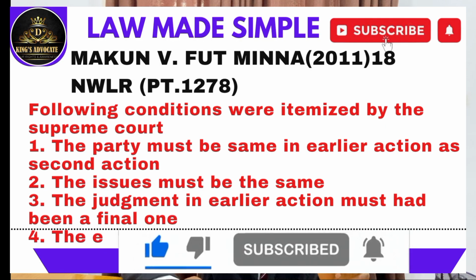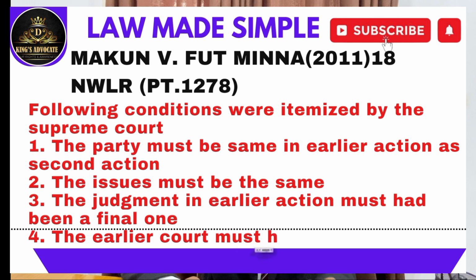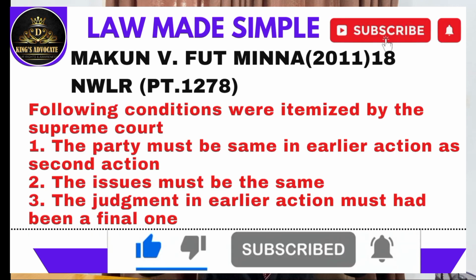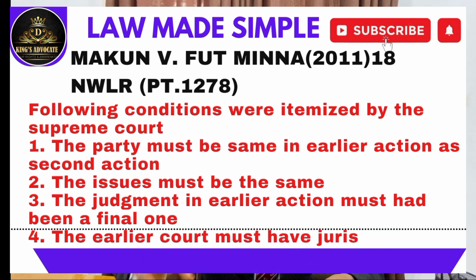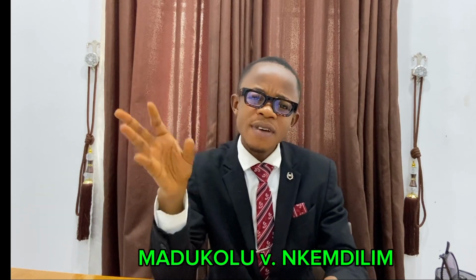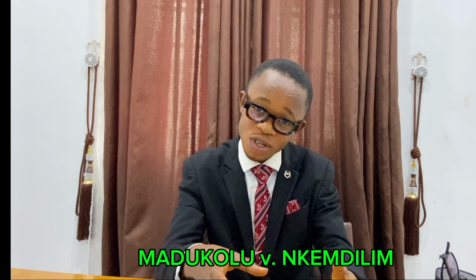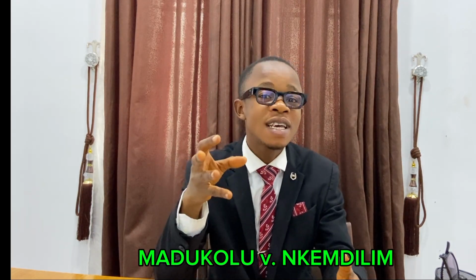4. The court which adjudicated upon the earlier suit must possess the requisite jurisdiction over the suit. Jurisdiction is very important. It must possess the requisite jurisdiction over the suit. In the case of Madukolo vs. Nkem Delemo, this very case talked about how jurisdiction is the lifewire of every case. In fact, jurisdiction is the blood of every case.